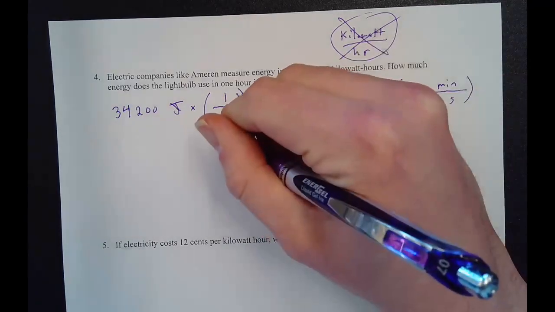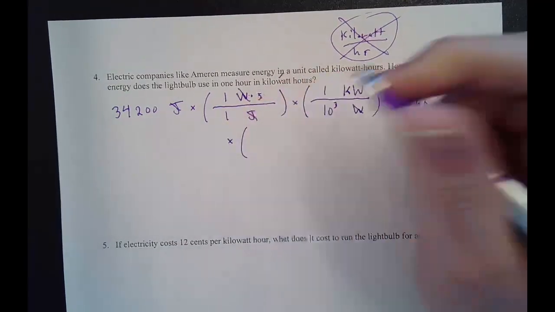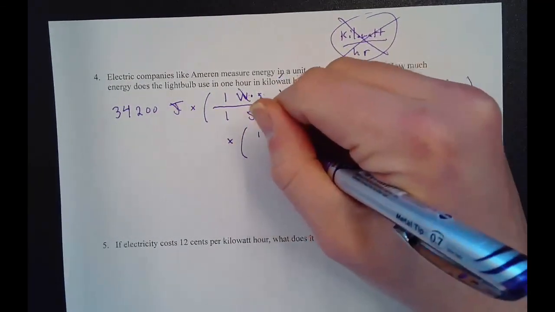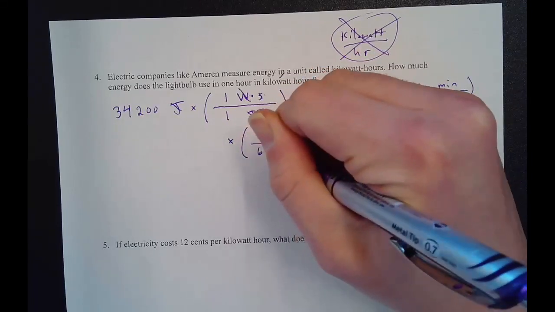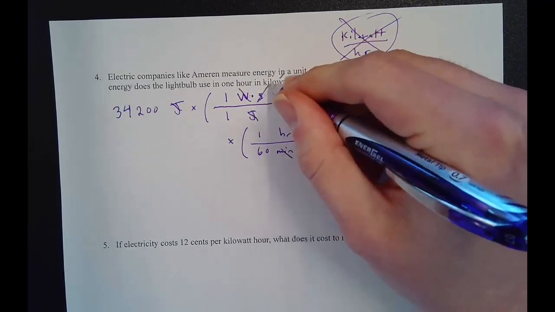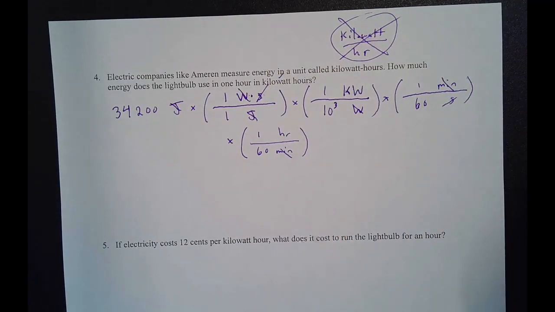Multiply by, in 1 hour, there are 60 minutes. Minutes cancel with minutes. Seconds over here cancel with seconds over there. The uncanceled units are kilowatts times hours, which is exactly what we are looking for.